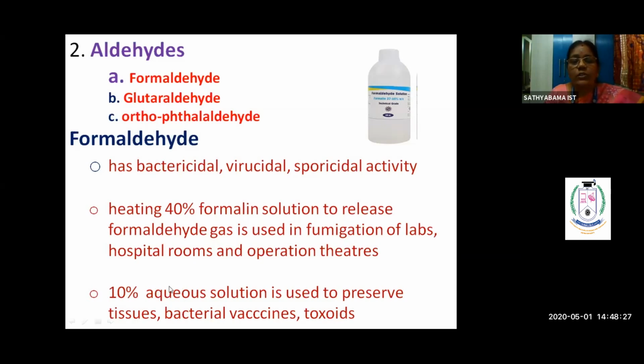10% of formalin solution is used to preserve the tissues. If you have ever gone to the anatomy lab, you will see the tissues or any clinical specimen immersed in a liquid. That liquid is nothing but 10% formalin. It is also used to inactivate bacterial vaccines, toxoids, etc.